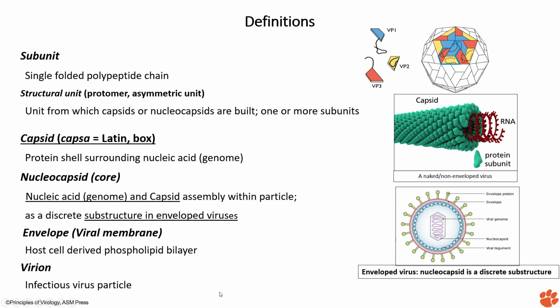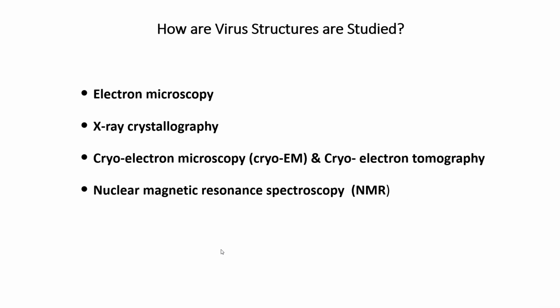And then you have a viral membrane derived from the phospholipid bilayer. As I said, it could be any cellular membrane, but it is always of cellular origin, and the virion is the infectious particle. We already know this.